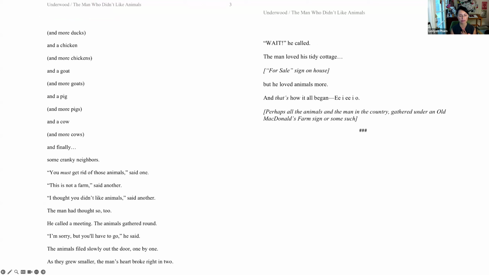He called a meeting. The animals gathered round. "I'm sorry, but you'll have to go," he said. The animals filed slowly out the door, one by one. As they grew smaller, the man's heart broke right in two. "Wait," he called. The man loved his tidy cottage, for sale sign in the house, but he loved animals more. And that's how it all began. E-I-E-I-O.